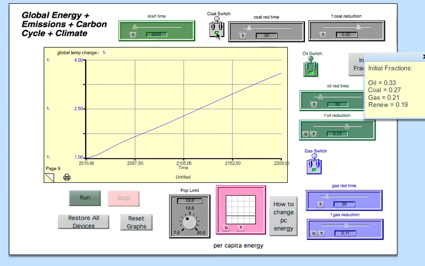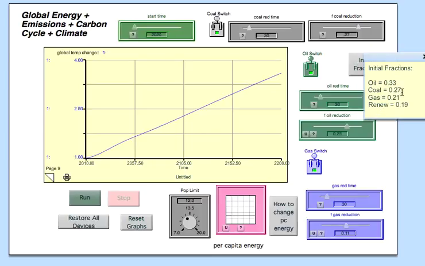So now let's turn on the coal switch. We're going to keep the coal reduction time to 30 years. That's a time period over which we phase out our use of coal. And then we're going to try reducing it by different fractions. I'm just going to try scenario D here. This is the most extreme, where we reduce it by a fraction of 0.27.